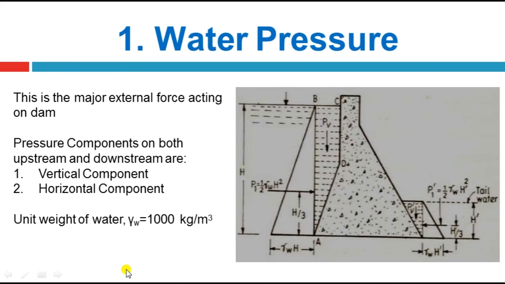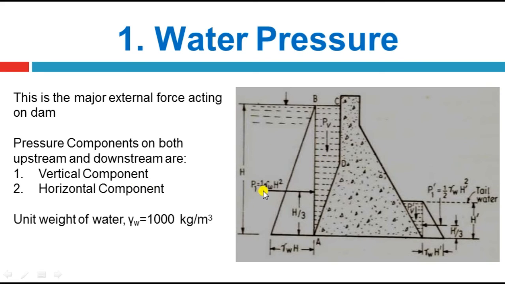The first pressure is water pressure. Water pressure carries both a vertical component and a horizontal component. The vertical component acts on the slope of this type of dam. It may depend on the particular shape of the dam. If that type of slope has not been given, then that pressure is not acting. Second is the horizontal component, like the component PV.